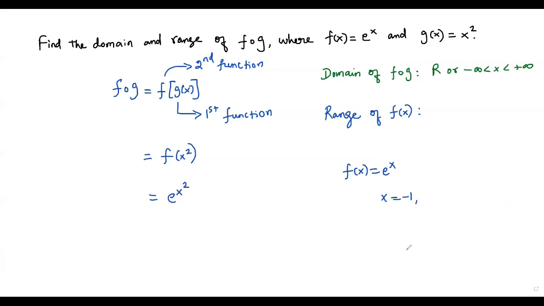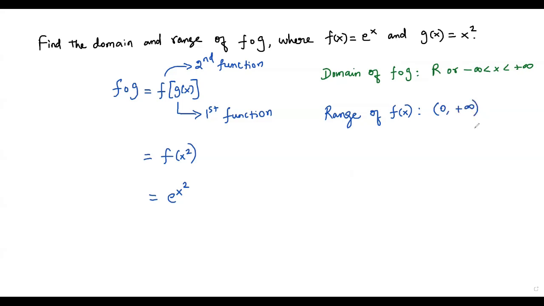What if x approaches a very large positive value? Then e to the power x will approach a very large positive value. So the range of this one is going to be between 0 and positive infinity. We cannot include 0 here, because only when x approaches negative infinity will this value approach 0. So now I have the range of the second function f of x, that is 0 comma positive infinity.